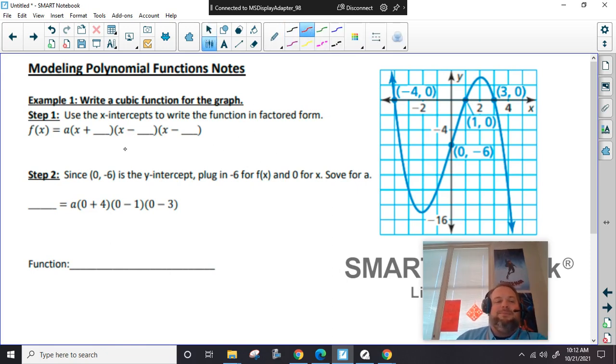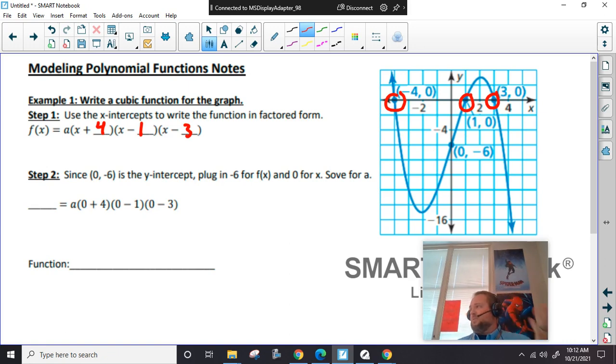So, this is what we need to do. Step 1, use the x-intercepts to write a function in factored form. This is kind of like how we did it. Now, our x-intercepts are like this. But remember, when we write them in the equation, we have to use the opposite sign. So instead of -4, we're going to have x plus 4, because this is what we would do before we solved it. Instead of +1, this would be -1. Instead of +3, -3. All right, that's awesome.